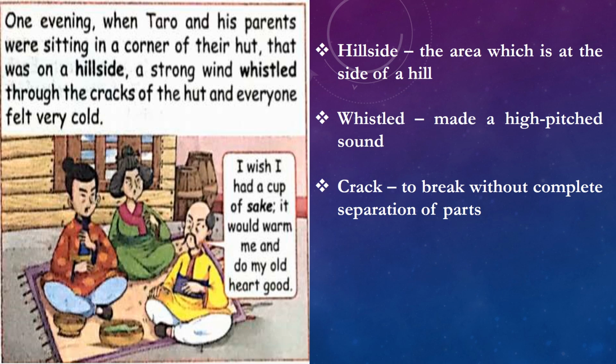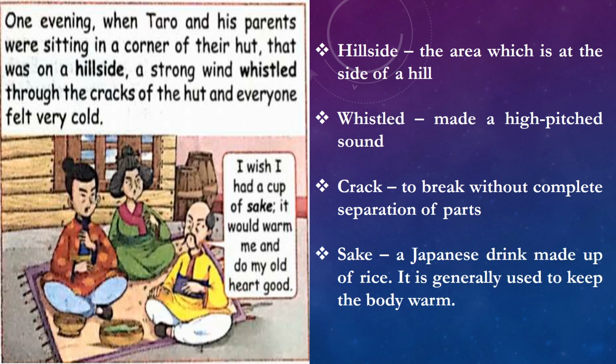So the father said at that particular time, I wish I had a cup of sake. Okay. So he just wished for something, and what did he wish for? He wished for a cup of sake. What is sake? Sake is a drink. It is an alcoholic drink in Japan, a particular Japanese drink made of fermented rice. It is generally used to keep the body warm.